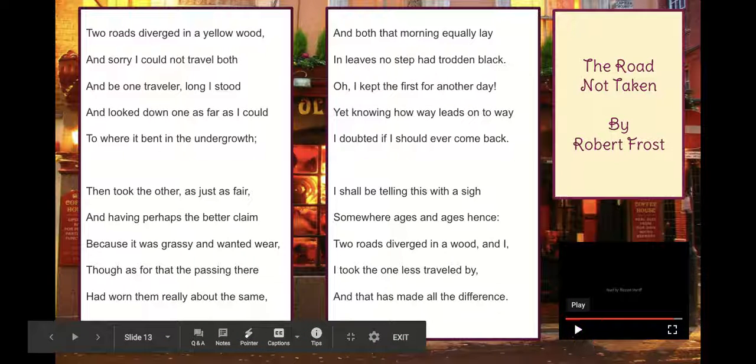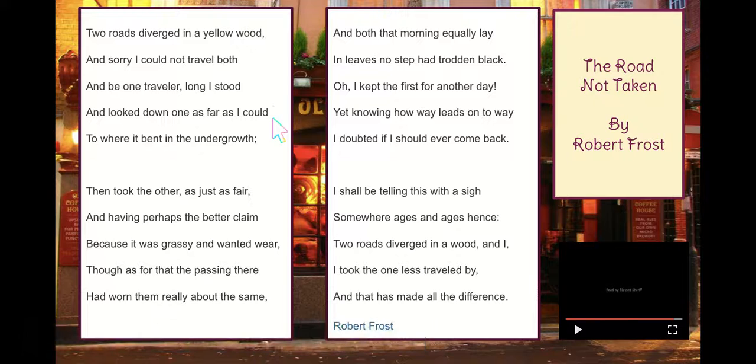Okay, I want to take a look at the rhyme scheme. We'll start in the first stanza. And the words that rhyme are would, stood, could. So those would be the A's. And then both and undergrowth would be the B's. So the rhyme scheme is A, B, A, B. Let's see if that continues.